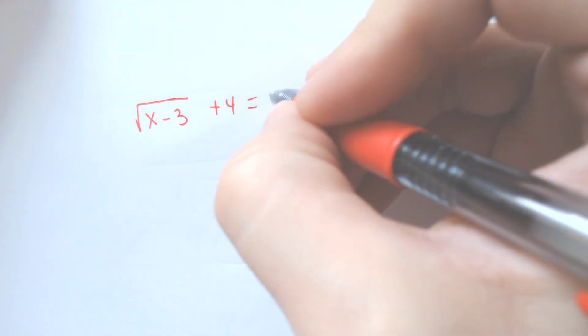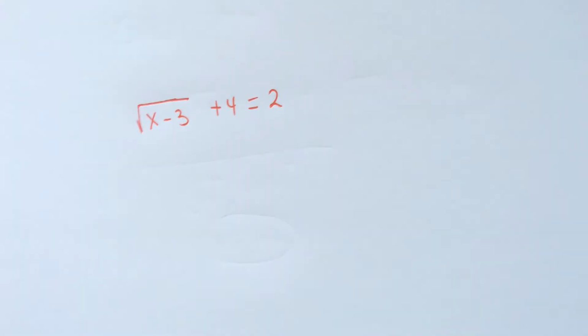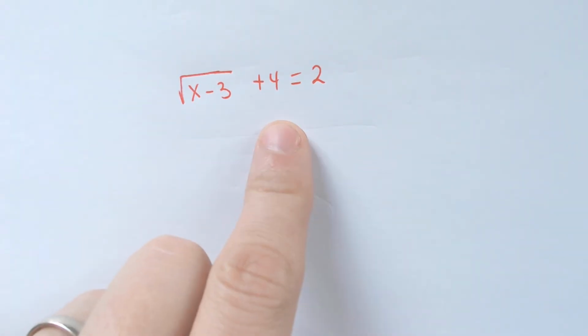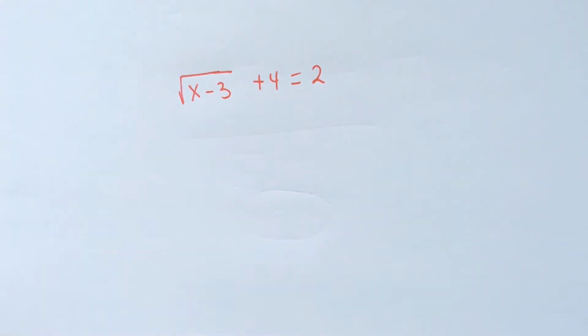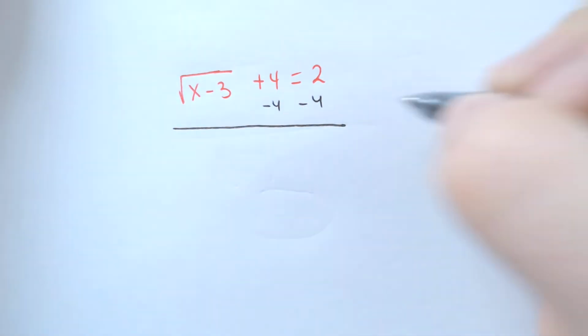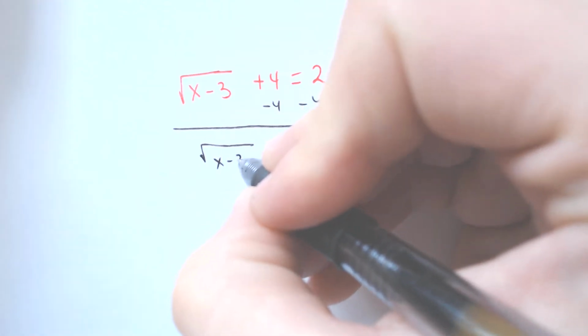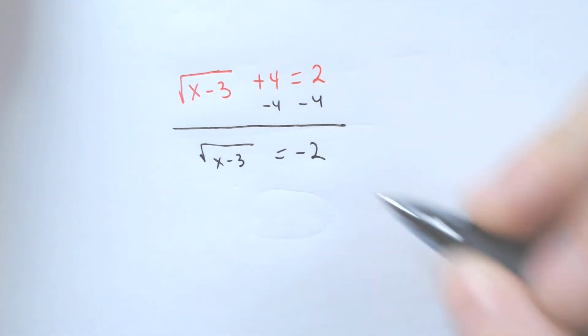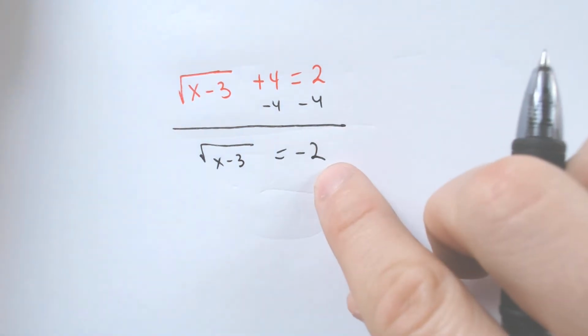All right, let's do another one. Let's say we got the square root of x minus 3 plus 4 equals, let's go with 2. Okay? So isolating the square root here would not be that hard. Subtract the 4, and the square root of x minus 3 would equal negative 2, because 2 minus 4 is negative 2.